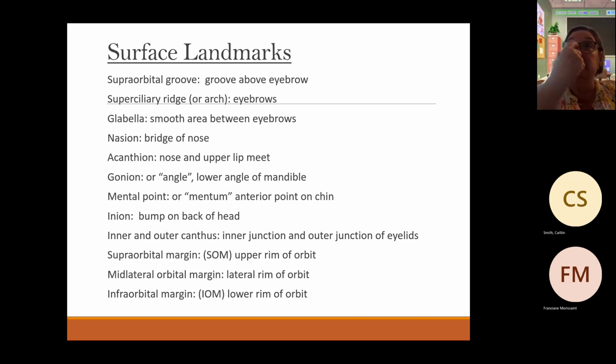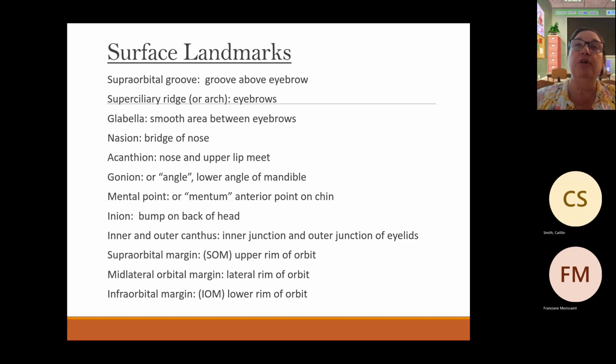Now, the nasion happens to be at the bridge of the nose. The acanthion is where the nose and the lips meet. The gonion is the angle of the mandible. The mental point is right in front, in your chin. The inion is that bump in the back of your head that you can feel.